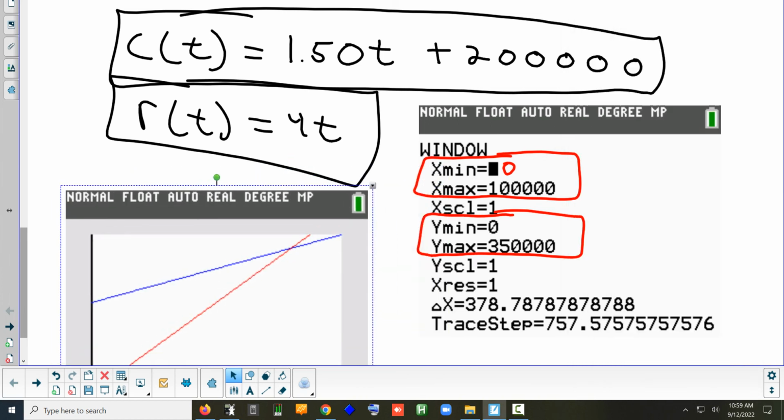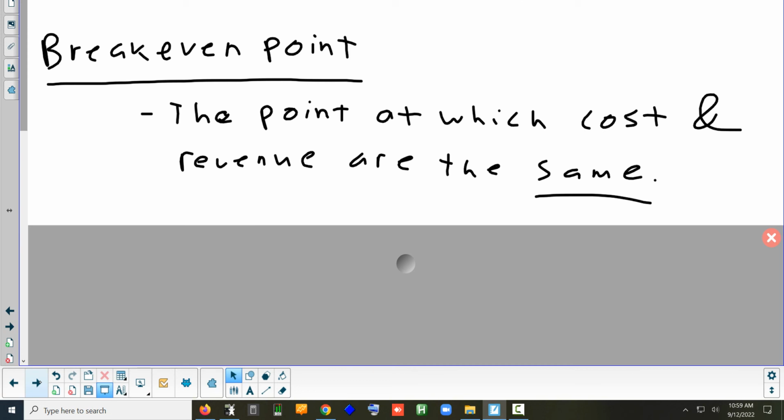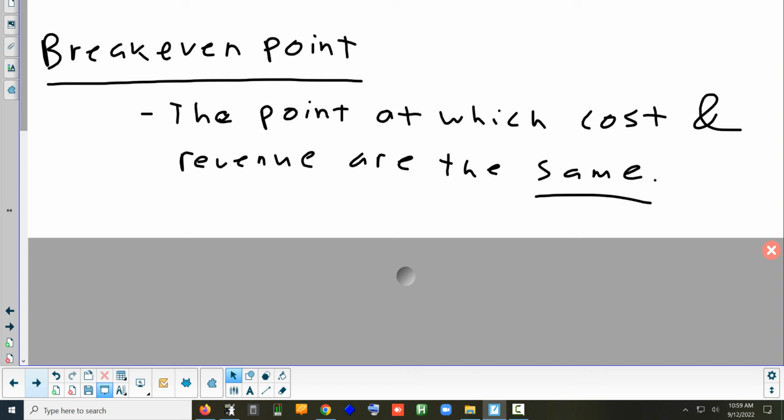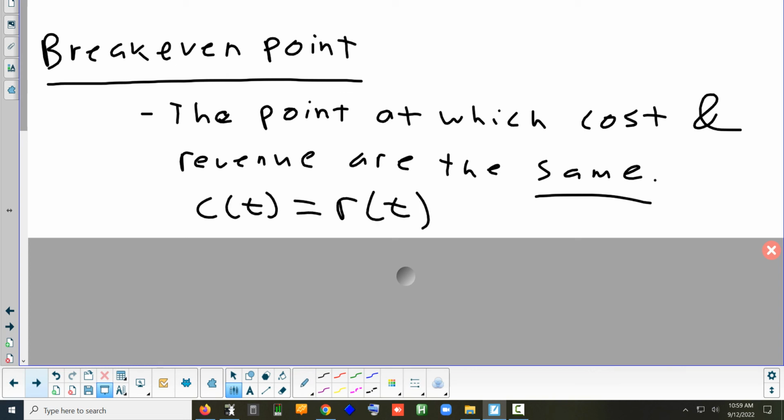Because once your expenses are equal to the amount of money that you've made, then you've broken even. So the break-even point is when cost equals revenue. That's the formula for the break-even. You set the costs equal to your revenue. Essentially what that means is you are at $0 of profit. You haven't made money, you haven't lost money.